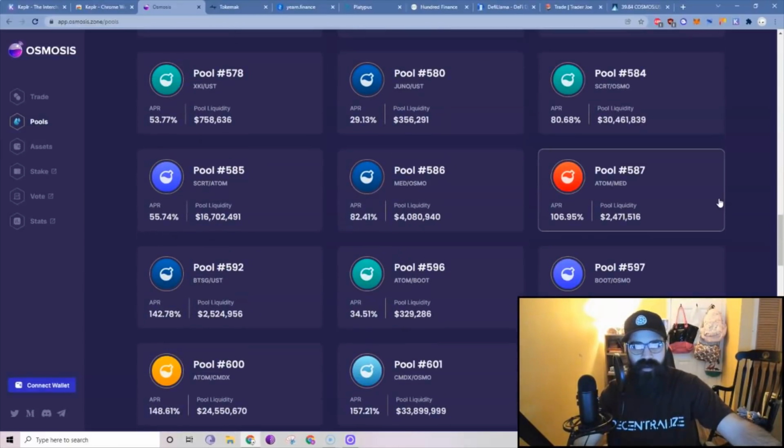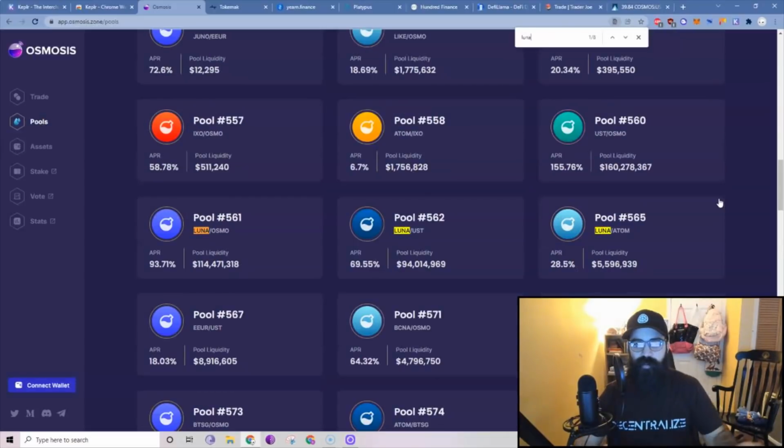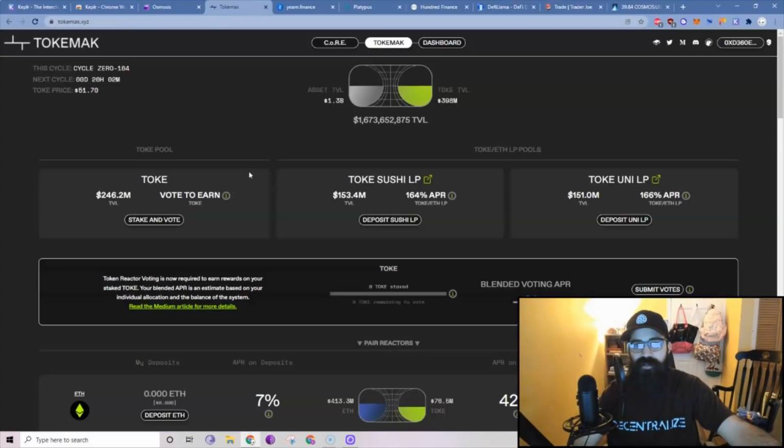So if you just look for Luna, you can see the Luna opportunities here. Luna UST for 69%, Luna Osmo 93%, Luna Atom 28%. So UST Osmo. There are a lot of different opportunities here with some tokens that you may like. Okay, let's move on to Tokamak.